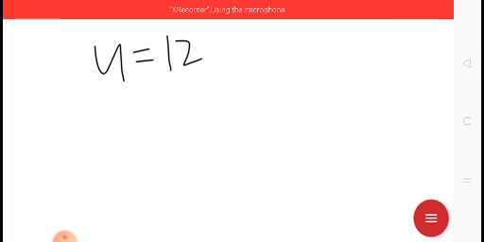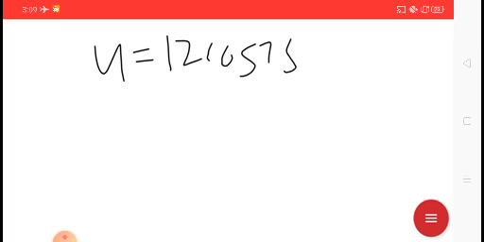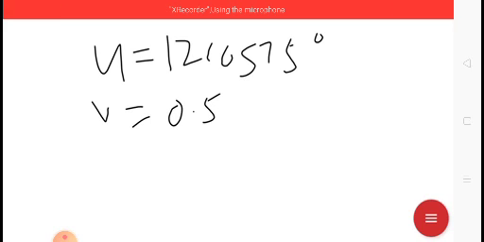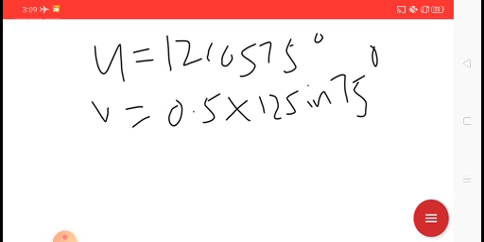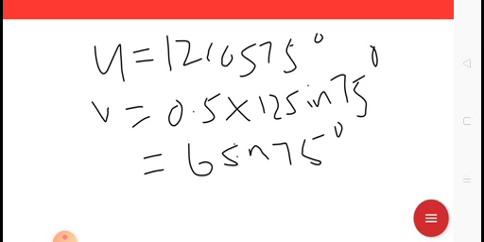So parallel to the plane, U will be equal to 12 cos 75. Okay, perpendicular to the plane, I mean after collision, you will have 0.5 times 12 sine 75. So 0.5, you have 6 sine 75.